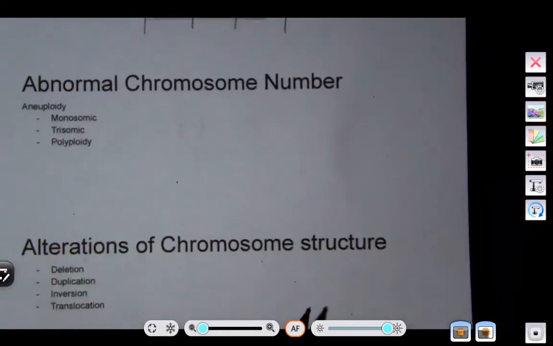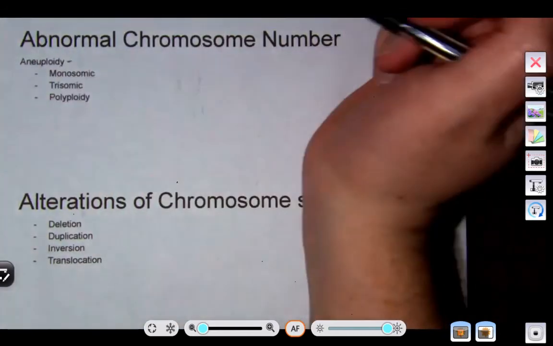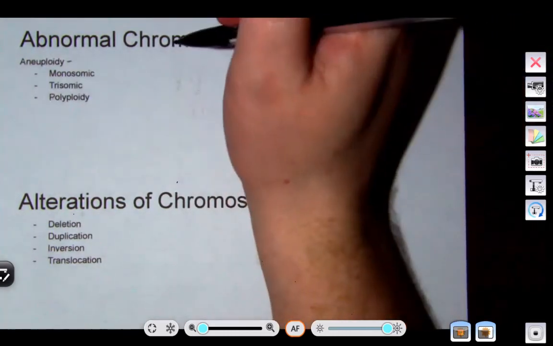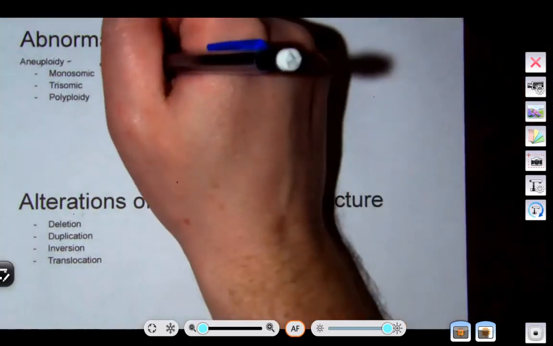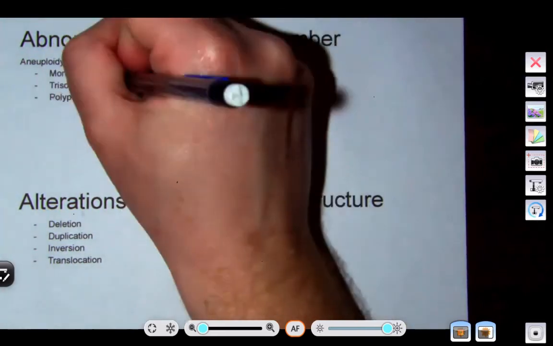There are a couple of other things that I want to mention, and that's abnormal chromosome numbers and alterations to chromosome structure. Aneuploidy is anytime you have the number of chromosomes incorrect. In monosomic, you're missing a chromosome.